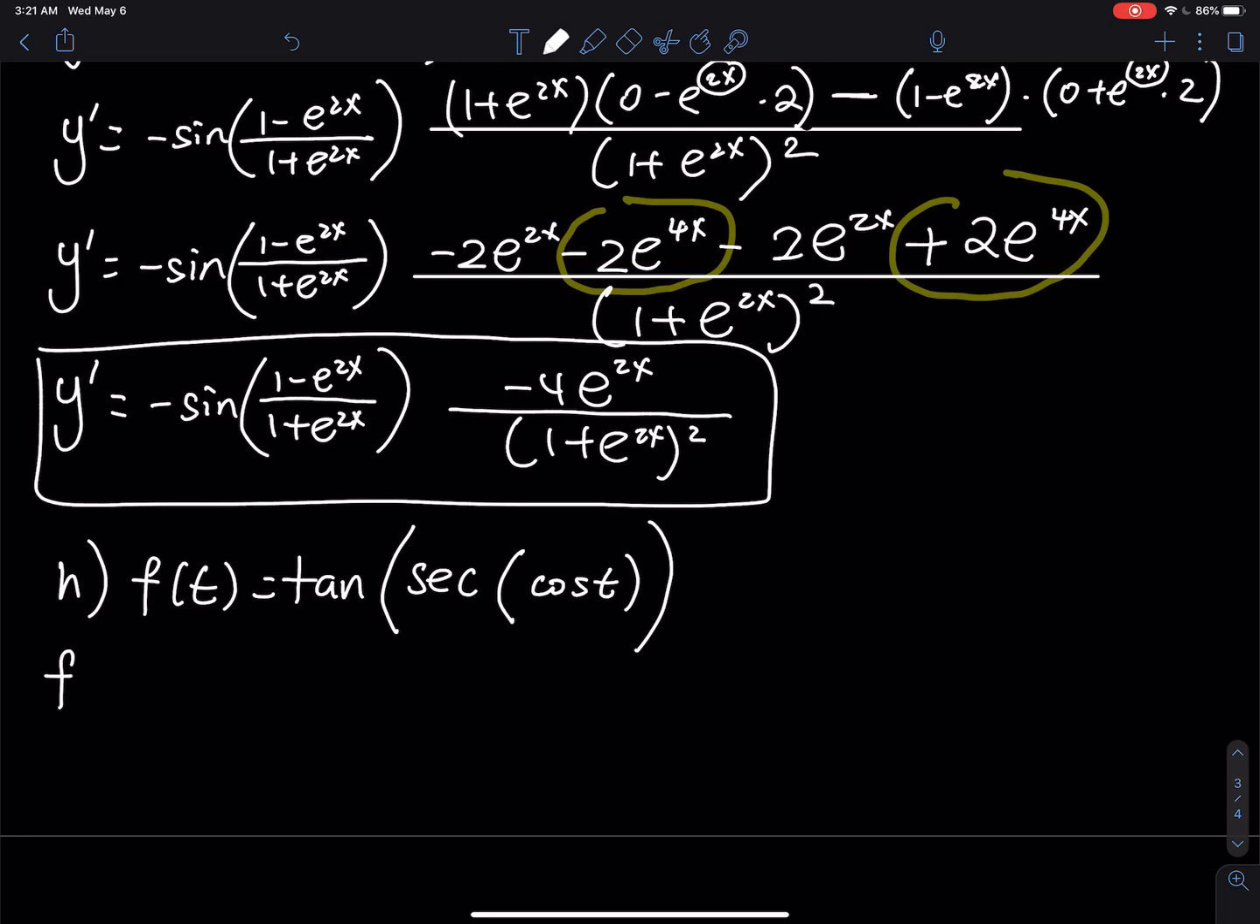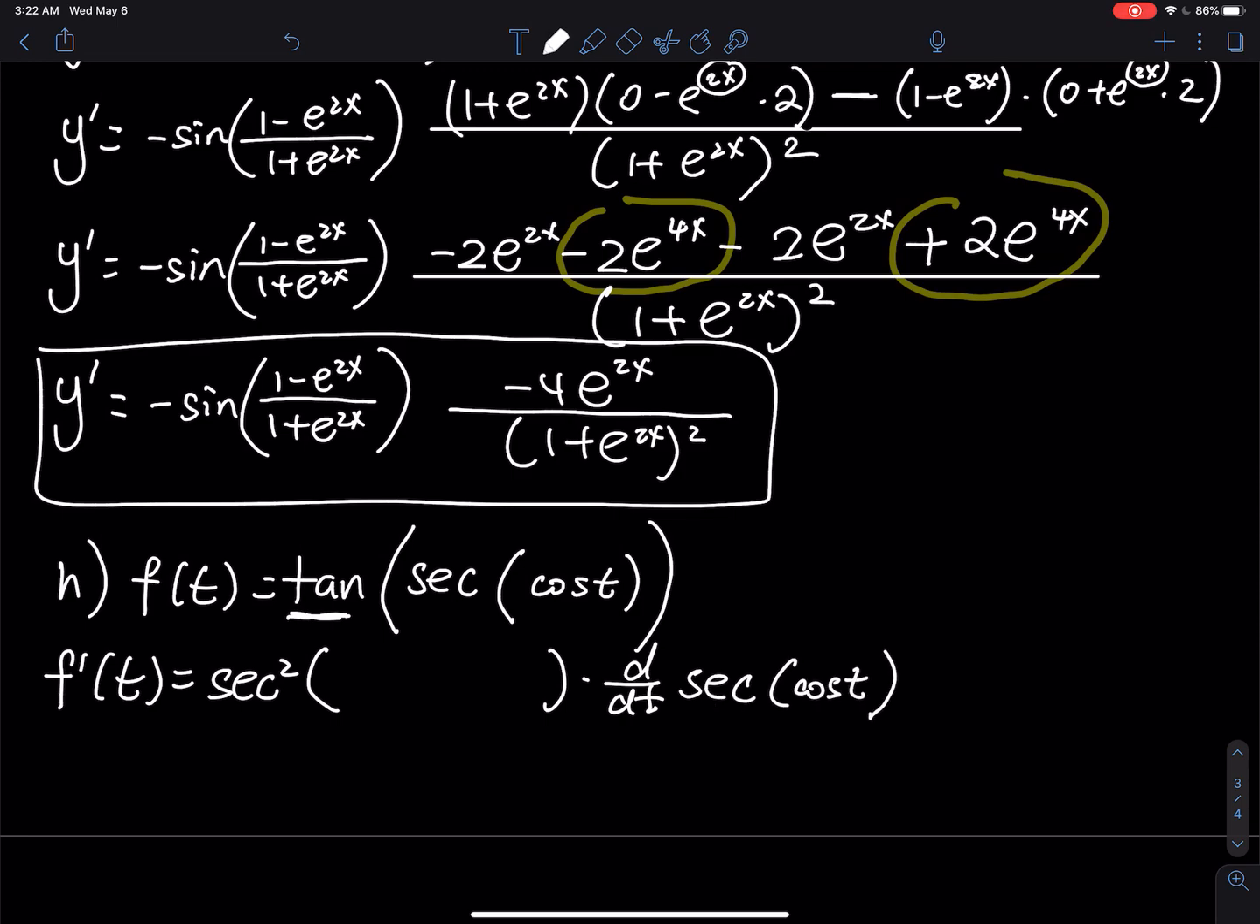So f prime of t. So first, the derivative of tangent, I am only treating that as tangent of something. The derivative of tangent is secant square of everything inside the parenthesis. And then you take the derivative of everything inside the parenthesis, which is secant of cosine. And then you fill in the blank. All right, so we are one step closer.